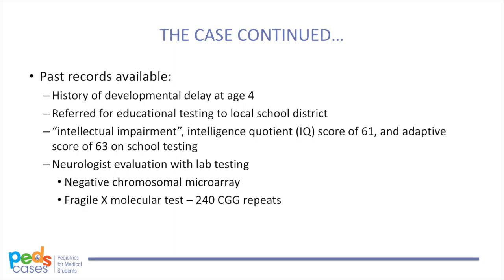The genetic testing done showed a negative chromosomal microarray result and a Fragile X molecular test result of 240 CGG triplet repeats. After seeing this patient and reviewing the documentation, the medical student presents the case to the attending physician. Here is the outline of the discussion around the case.